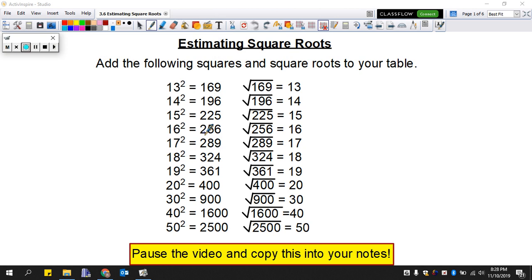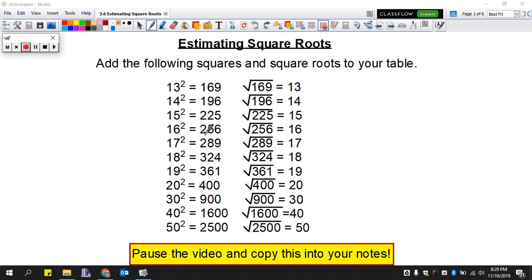Okay, this lesson is a continuation of what we talked about in the previous lesson. In the previous lesson, we talked about squares and square roots, the definitions, and how to find square roots if we know that the number is a perfect square. Well, unfortunately, there are a lot of numbers that are not perfect squares. There are many more numbers that are not perfect squares than there are that are perfect squares.